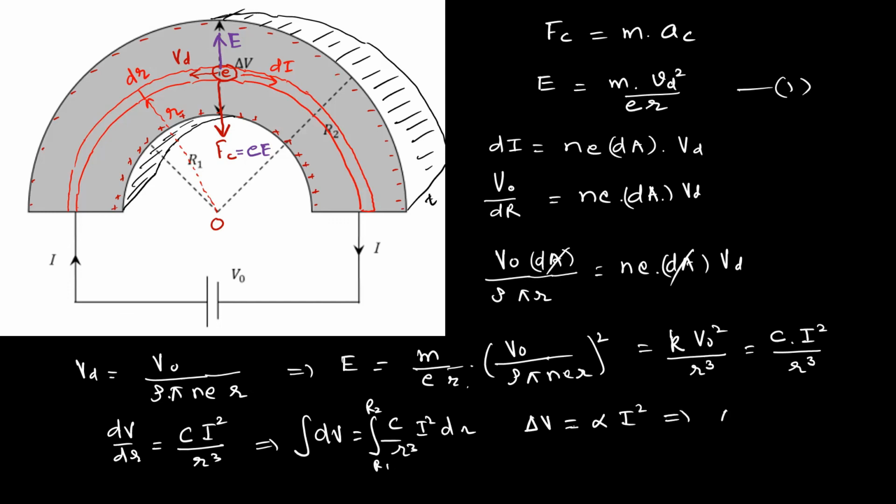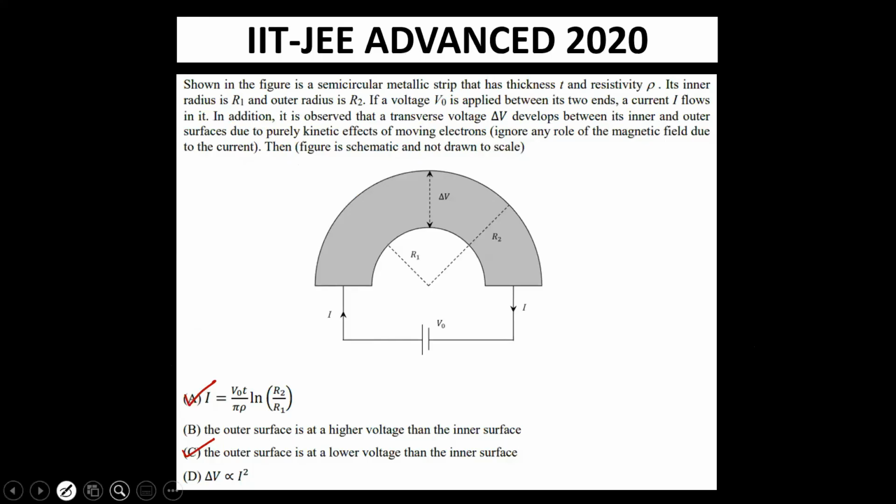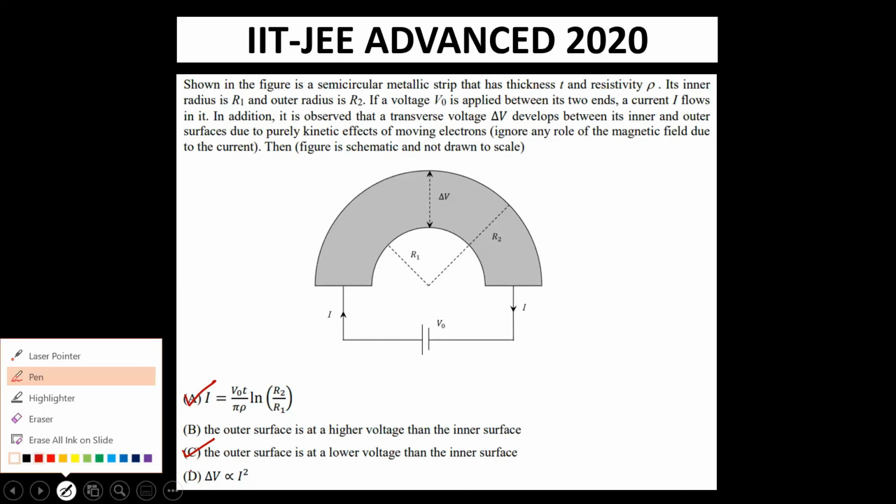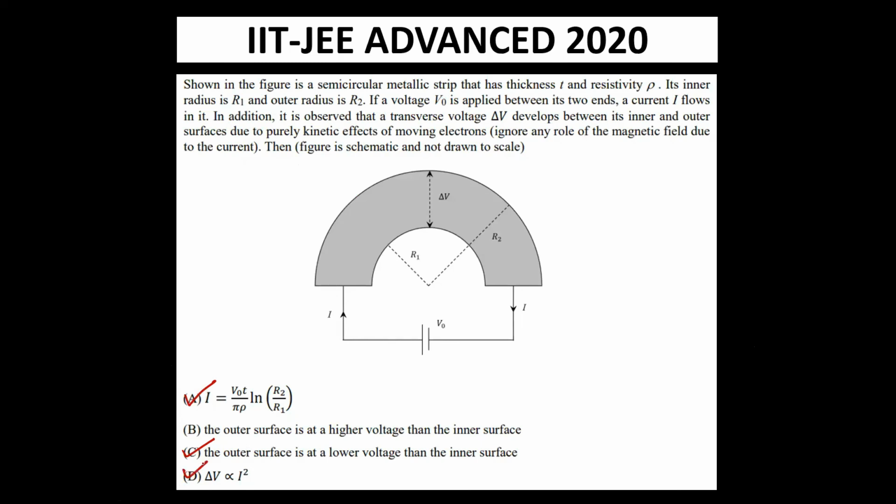So overall I can say that delta V is proportional to I squared, and that is option D also. So option D is also correct. So we've got options A, C, and D correct in this question. Thank you.